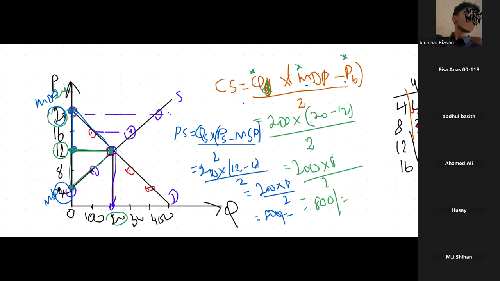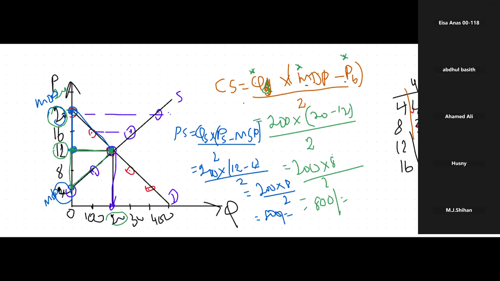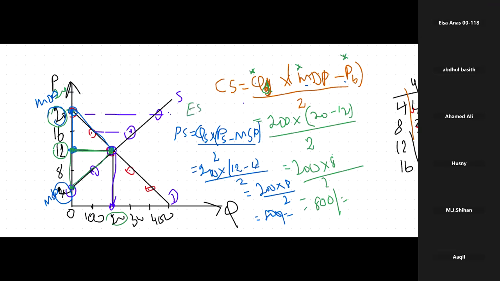So the triangle in the below part is the producer surplus. When you add the consumer surplus and producer surplus, you get the economic surplus. Understood? Consumer surplus and producer surplus, when you add, what do you get? Economic surplus. Therefore, 800 plus 800 is equal to 1600. And don't think that the CS and PS, consumer surplus and producer surplus, always come equally. In this question, they have come equally.